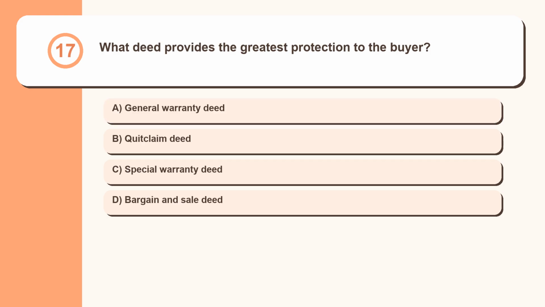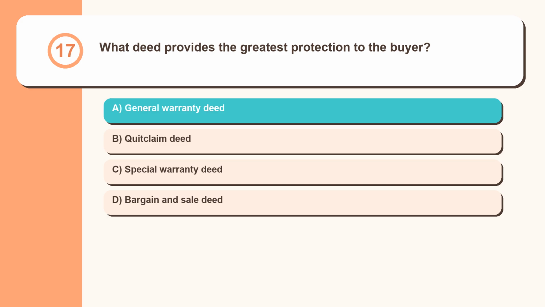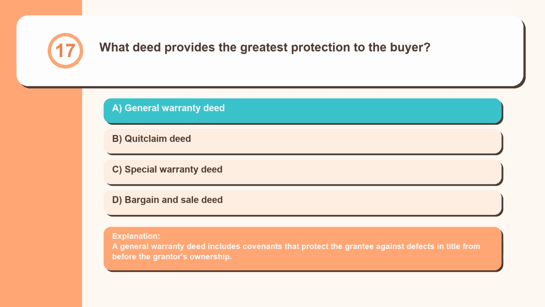Question 17. What deed provides the greatest protection to the buyer? General warranty deed, quitclaim deed, special warranty deed, bargain and sale deed. A general warranty deed includes covenants that protect the grantee against defects in title from before the grantor's ownership.